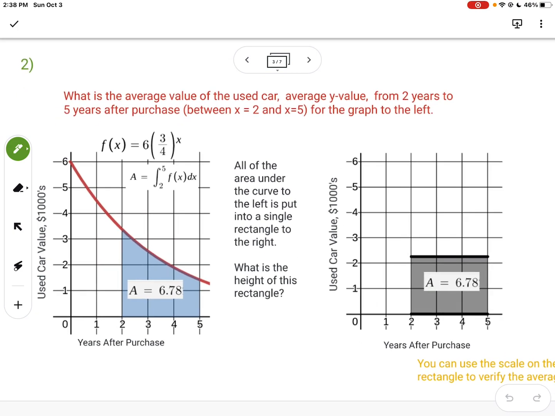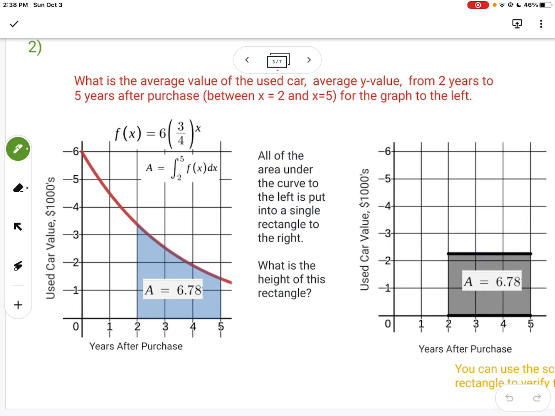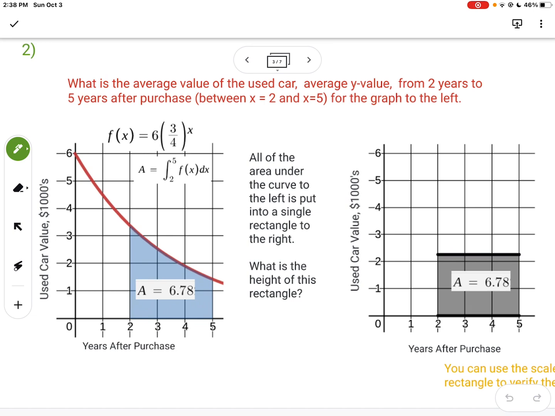So this one here is a value of a used car, in thousands of dollars. The car was bought used for $6,000. And here's a formula that describes the value of the car. Then what we did is we want to get the average Y value between 2 and 5 years after purchase. So what's the average price or value of that car between 2 and 5 years?